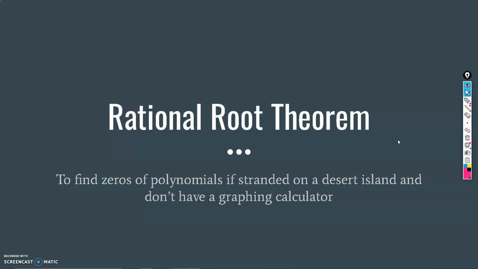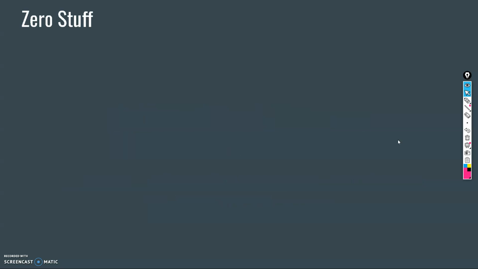So how did we do it before we had all this nice technology and we carried around basically graphing calculators in our pockets all the time? Well, we had to go through this process. But first, some stuff about zeros. So rational root theorem is just a tool to help us find zeros of a polynomial.